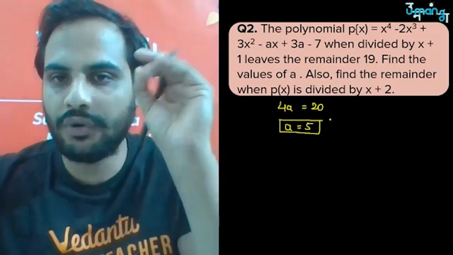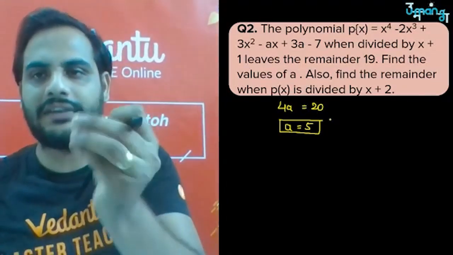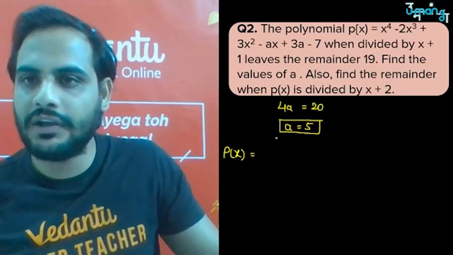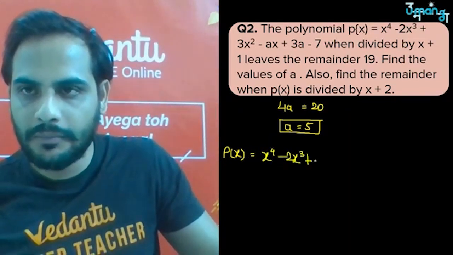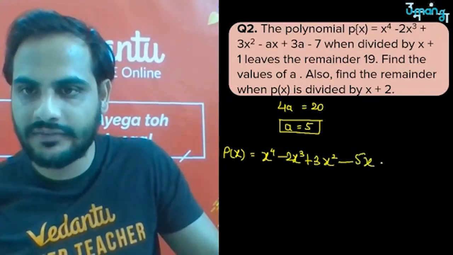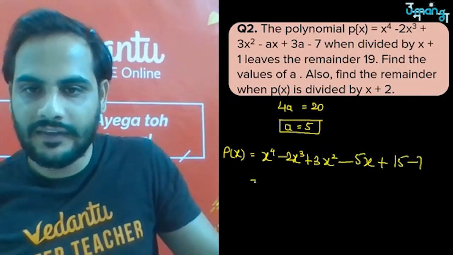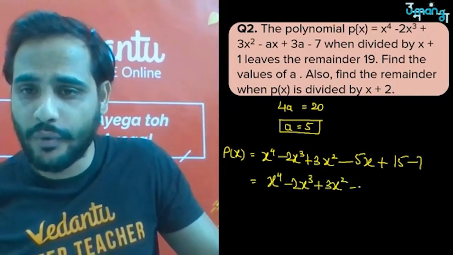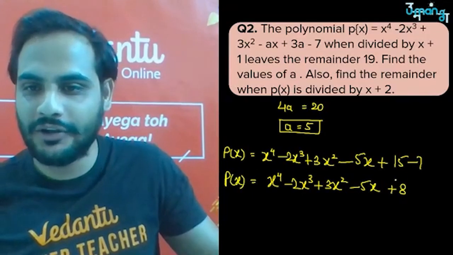Now they have told us to also find the remainder when P(x) is divided by x plus 2. So we will use the remainder theorem, but let us see what P(x) actually is. My P(x) will be equal to x raised to the power 4 minus 2x cube plus 3x square minus, in place of a I will write 5, 5x plus 3 into 5 is 15 minus 7. So the final answer is x raised to the power 4 minus 2x cube plus 3x square minus 5x plus 8. Got it? This is your polynomial.